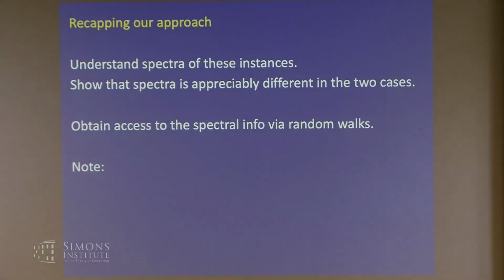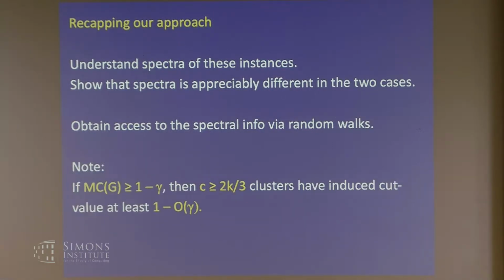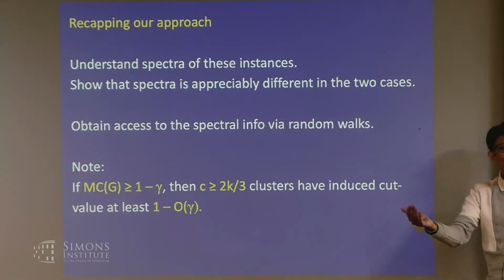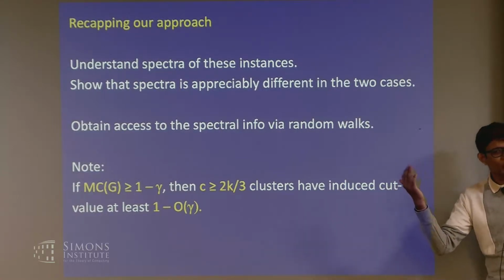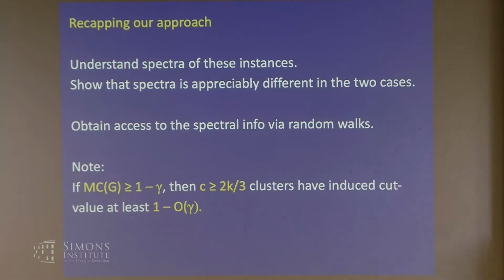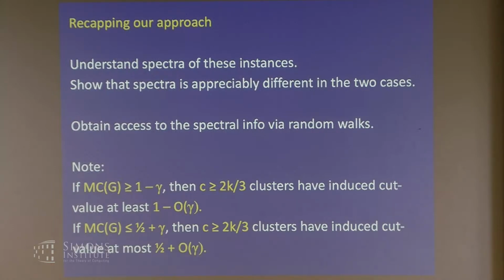Right. So I want to begin with a tiny little note. Suppose your cut value is really large, your graph is partitionable into k clusters. Then what you can show is that there is a good number of these clusters, at least 2k over 3 of them, whose induced cut value is truly large. It's at least 1 minus big O of gamma. And in the other case, when the cut value is close to 1/2, you can show that again there are at least 2k over 3 of these clusters whose induced cut value is at most 1/2 plus big O of gamma.